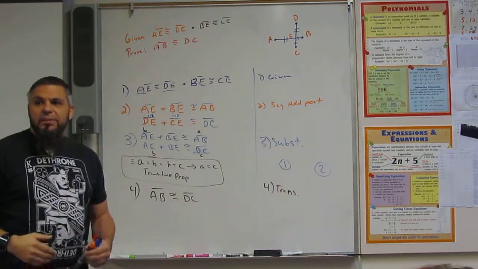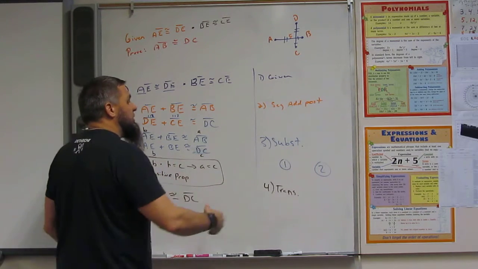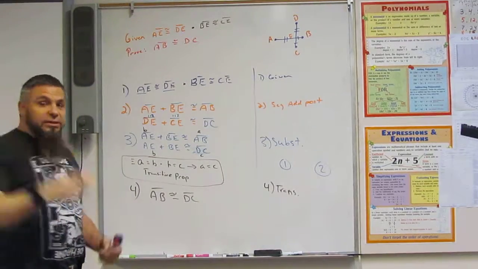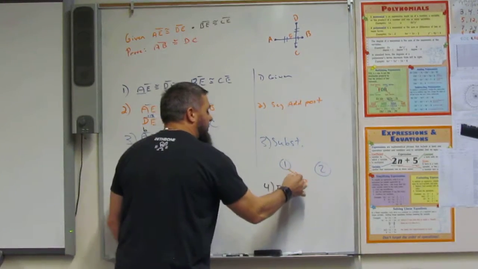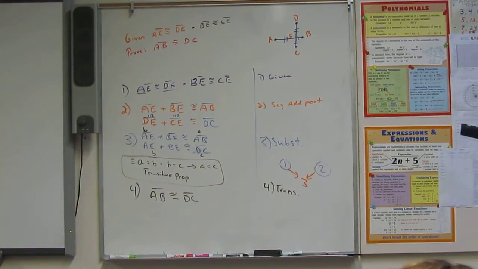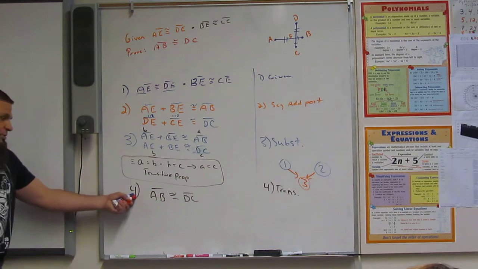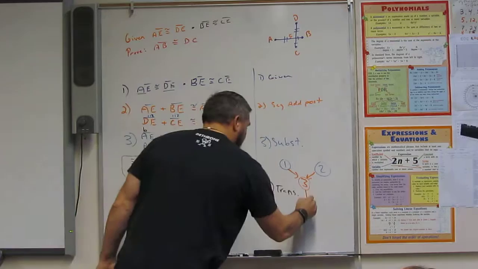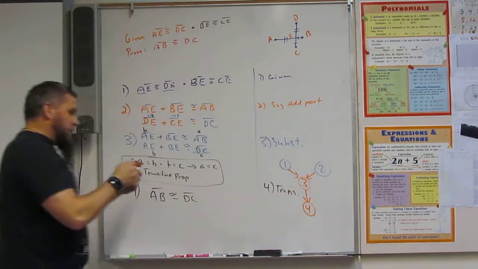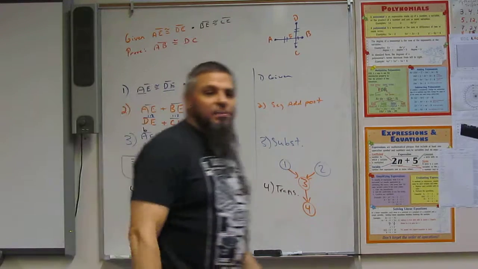Now, as far as my flow chart is concerned, 1 and 2 were used to get to 3, right? Yeah, I needed them both. What did I need to get to 4? Oh, AB equals BC. So I was able to just use 3 to get to 4, right? So this would be my actual flow chart. 1 and 2 are separate, and they flow to 3, and 3 flows to 4. And that's how that problem would look.